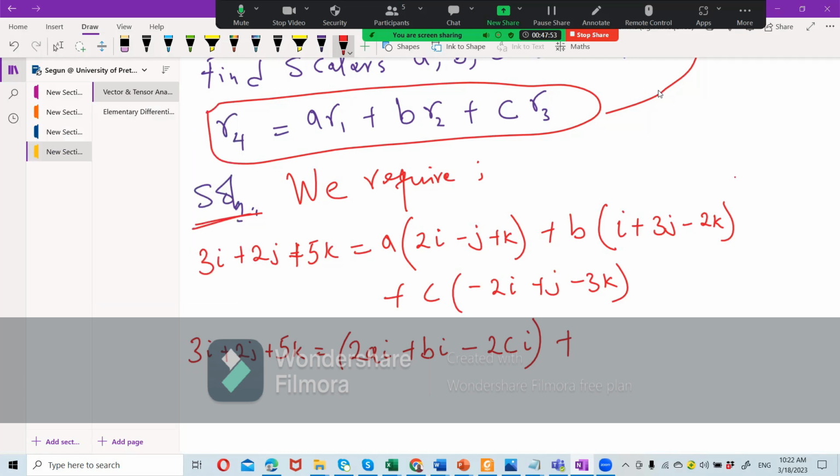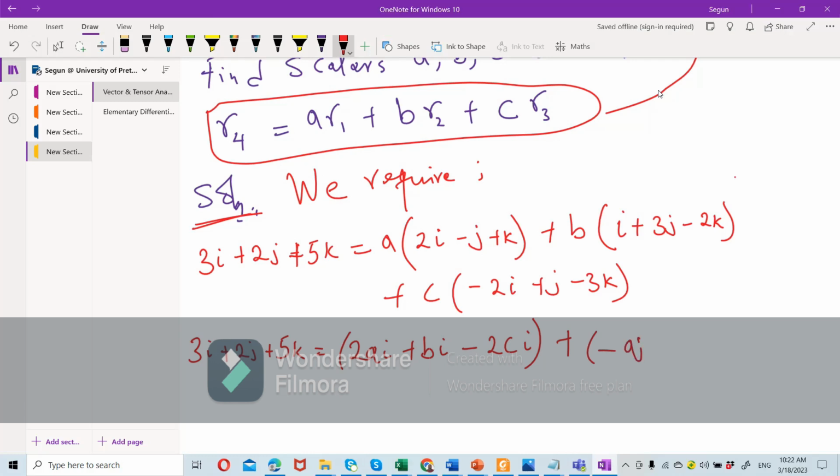Okay, let's continue. So let's do the same thing to J. To J, we have minus AJ plus 3BJ plus CJ. Then plus, we want to do the one of K now: AK minus 2BK minus 3CK.